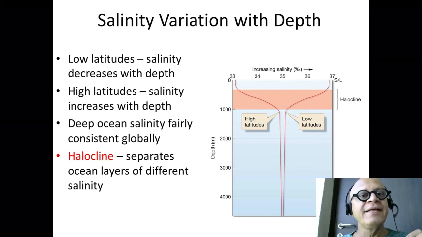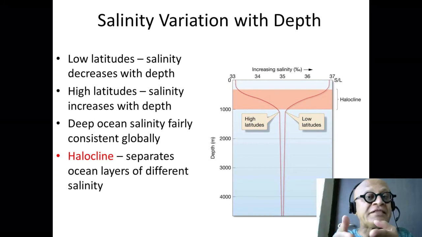Cline, like incline or decline, is a gradient. Halo is a Greek word again for salt, so halocline is a salinity gradient. There is a parallel thing in temperature called the thermocline, which we will learn later on. So then the deep ocean remains nearly at the same salinity all the way to the bottom. And you can see that both the low latitude profile and the high latitude profile reach similar values at depth, and then the deep ocean is at similar values.